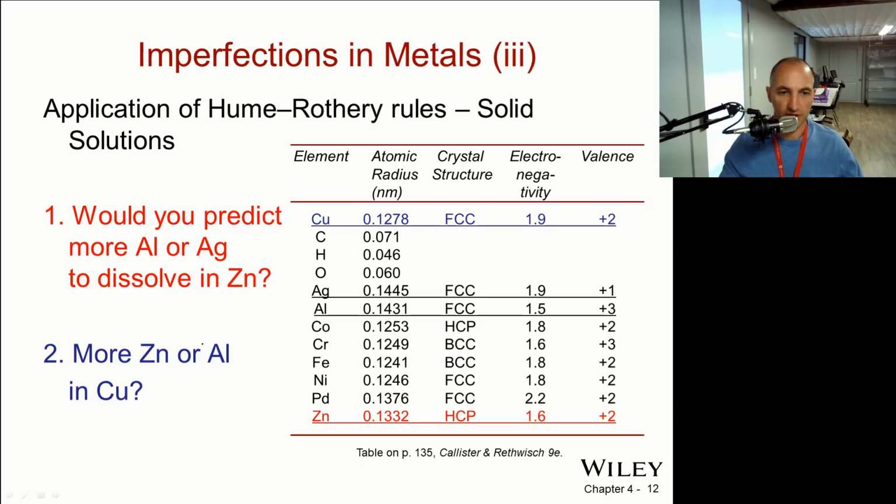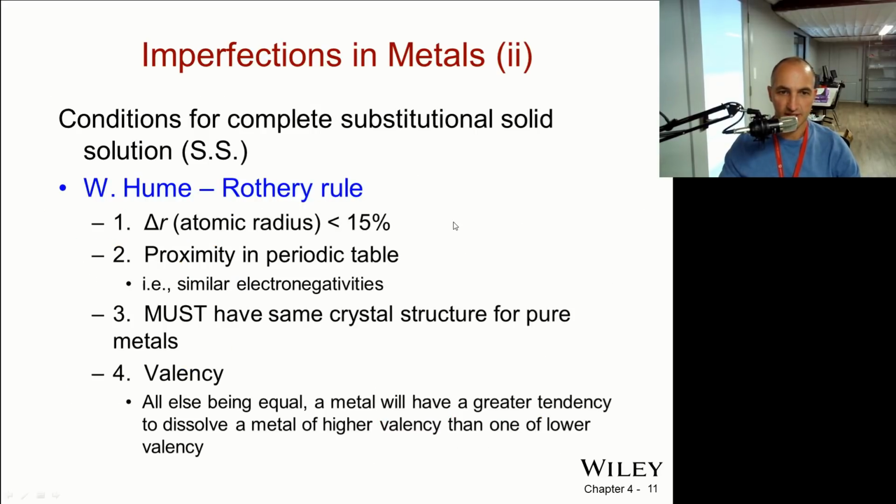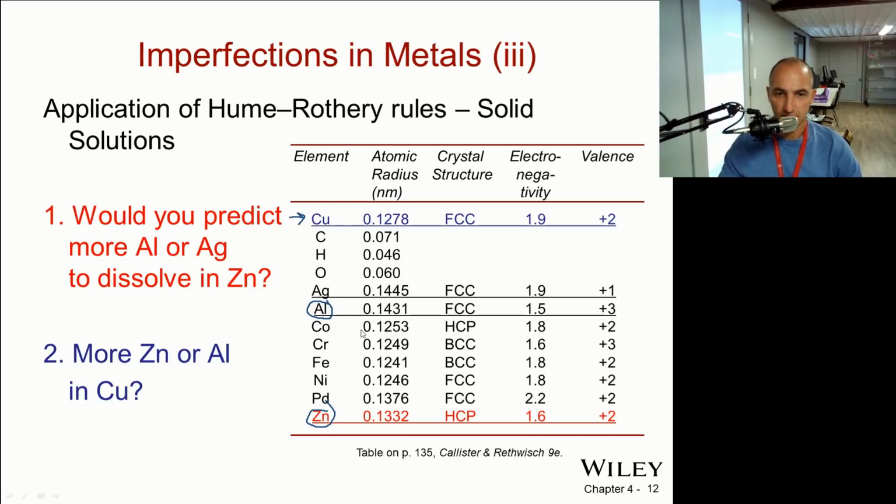Okay, do I have more zinc or aluminum dissolving in copper? So now I'm going to be pairing this one with this one. This is the host. So rule number 1 is similar atomic radiuses: 0.1278 and 0.1431.